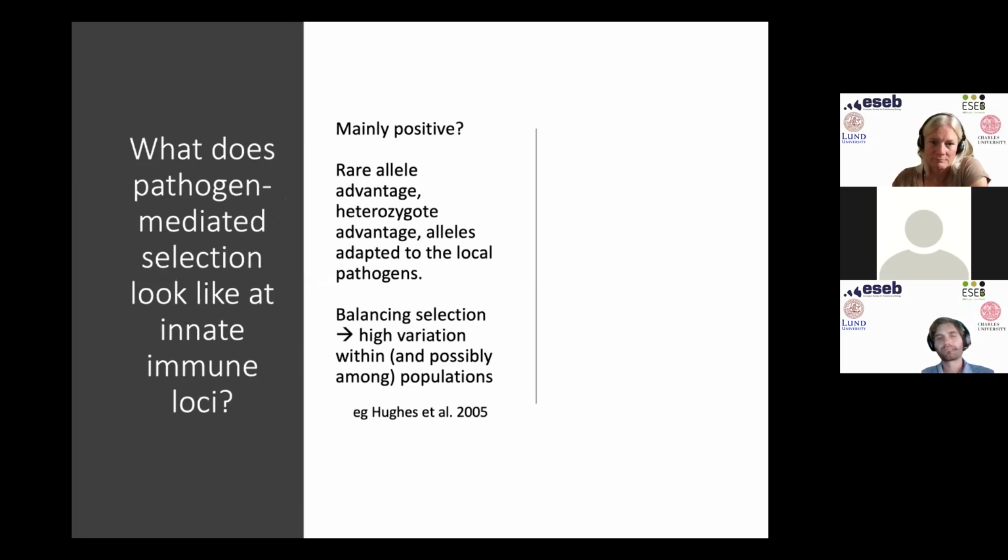So we might ask then, what does pathogen-mediated selection look like at the innate immune genes? And there's two main schools of thought about this. One possibility is that due to evolutionary arms races with fast evolving parasites, we see mainly strong signatures of positive selection at innate immune loci, just as we do at genes like MHC. So processes like rare allele advantage, heterozygote advantage, locally adapted alleles, we might expect balancing selection to maintain high variation both within and perhaps among populations.